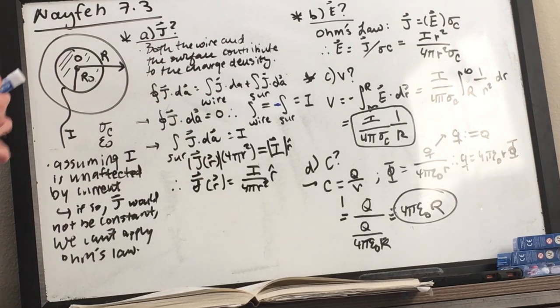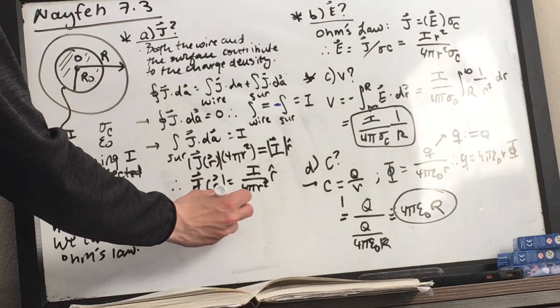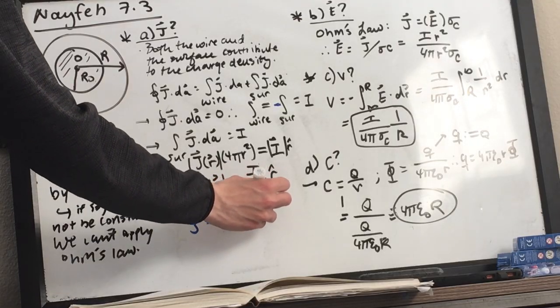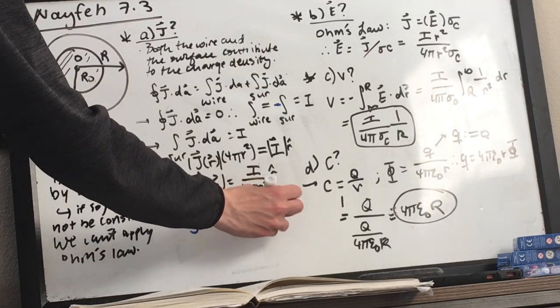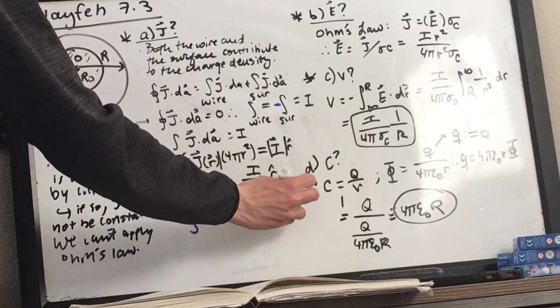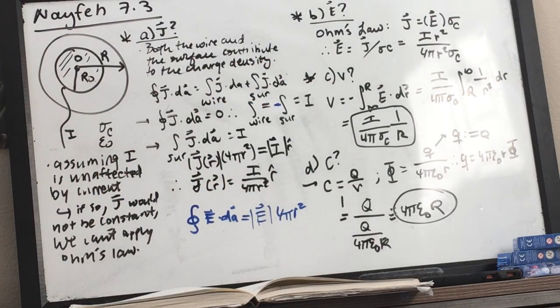Because you remember from electrostatics, E dot dA for a sphere is equal to E, or the magnitude of E, these are vectors, times 4 pi r squared, right? That's how you would evaluate that particular integral.